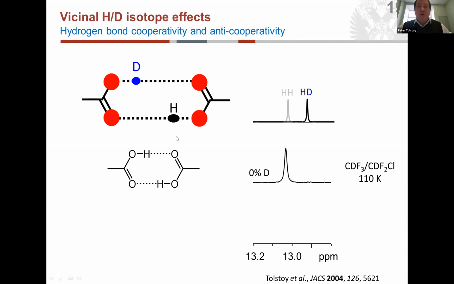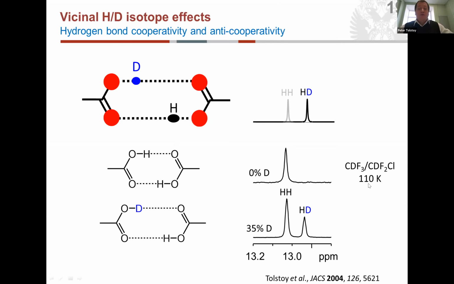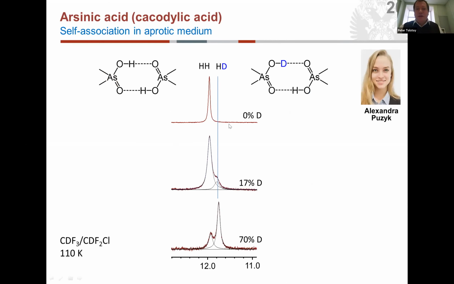And here is an example of acetic acid. I consider this case perfectly clear, that it forms cyclic dimers. Acetic acid gives rise to a single signal at low temperature, 110 Kelvin. After partial deuteration, a new signal appears at slightly higher field. Okay, so what happens if we take not acetic acid, which is clear, but phosphinic acid or phosphoric acid, which is less clear, or in this case, arsenic acid?